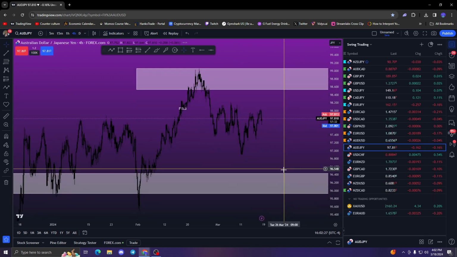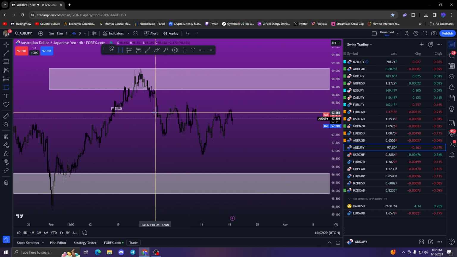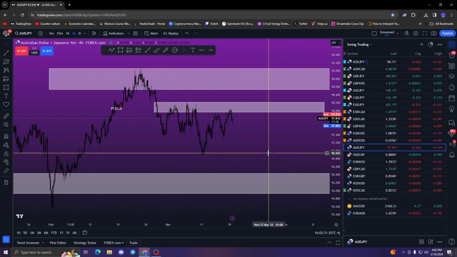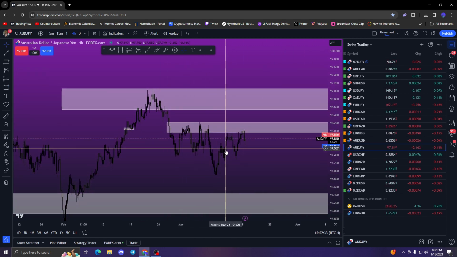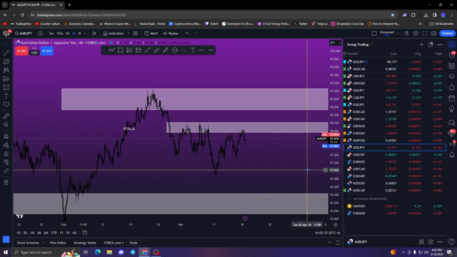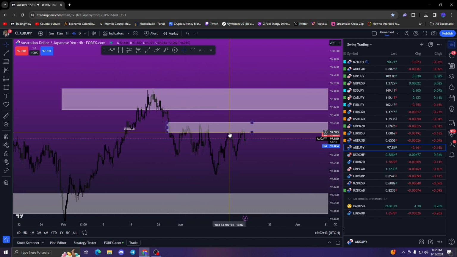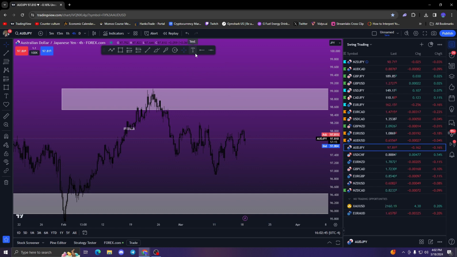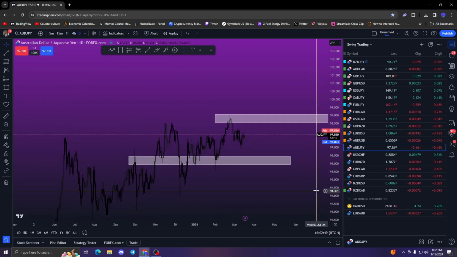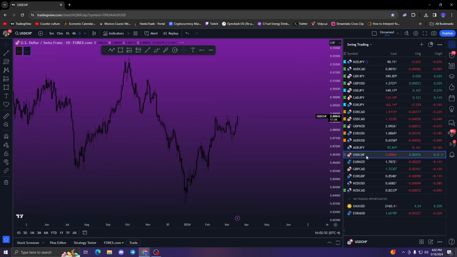On the 4-hour, nothing too clear. We did have this resistance. You could have had sells there. I don't think I took those sells at all, but yeah, I'm not too sure. This is kind of ranging now. A lot of these pairs this week aren't looking the best. There's only a few pairs that I'm really looking at to trade.